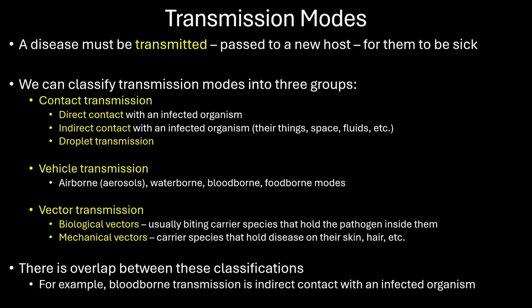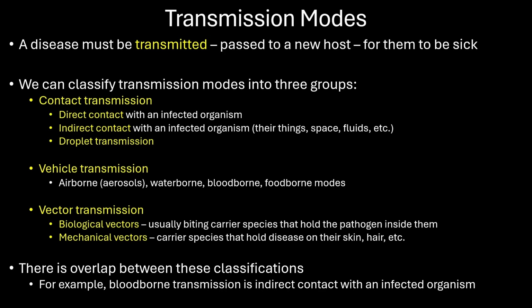And we can also have vectors that will move the pathogens from one host to another, effectively functioning as an intermediate. So this can take the form of a biological vector, in which case an organism has the disease inside their body and will transmit the disease through, for example, biting an uninfected individual. Or they could be a mechanical vector, where a species will literally carry the disease on their body, on their skin or on hair or scales or whatever, and physically introduce it to a new individual.